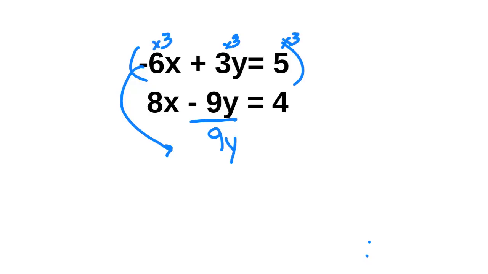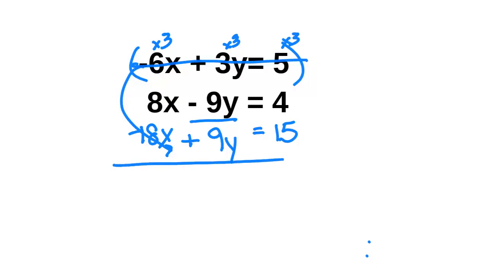So 3 times negative 6 is negative 18x. 3 times 3 gives me that positive 9y. And 3 times 5 gives me 15. So I'm just going to put a single line through that because that was the old equation. Now I have the new equation. I am going to box up these opposites and cross them out.